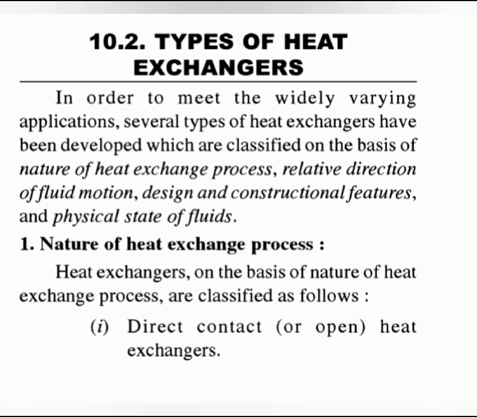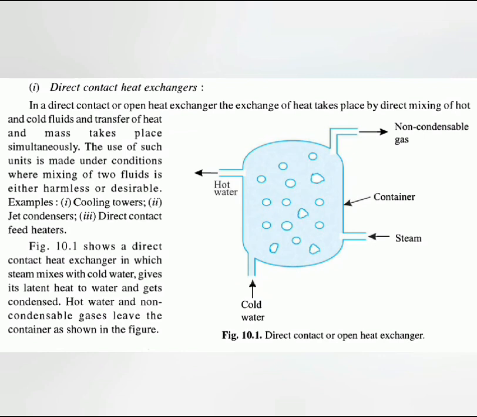Among that, the first one is the direct contact heat exchanger, or open heat exchanger. What is a direct contact or open heat exchanger? In a direct contact heat exchanger, the heat transfer takes place with direct mixing of the hot and cold fluid. There is direct physical contact of both the hot fluid and the cold fluid. So there is a transfer of heat and mass, and the transfer of mass takes place because they come into direct physical contact.